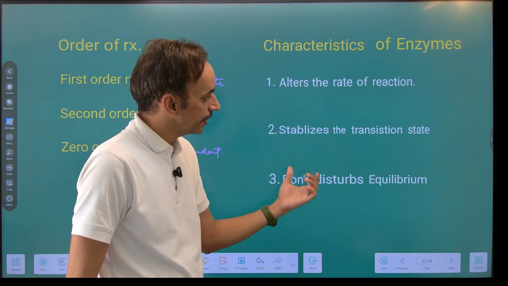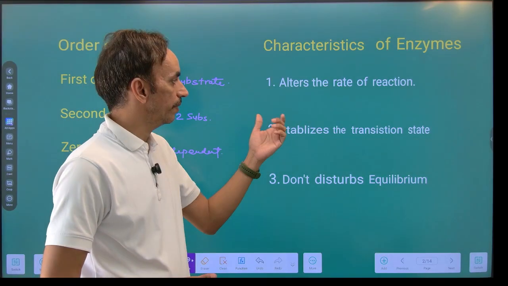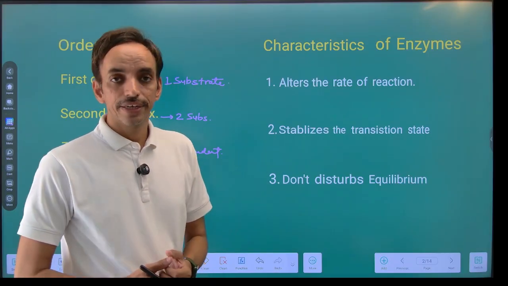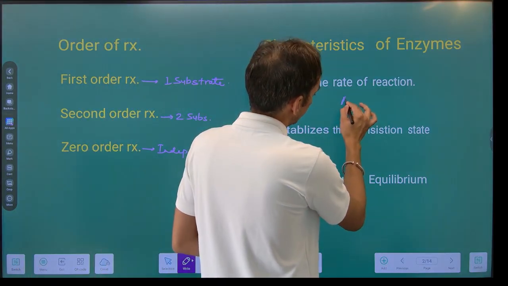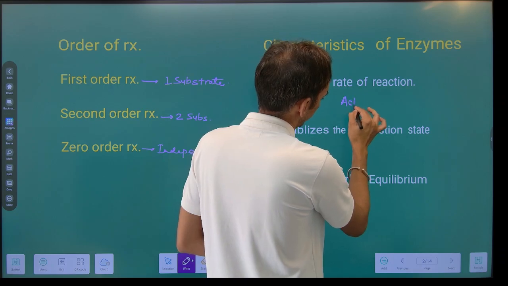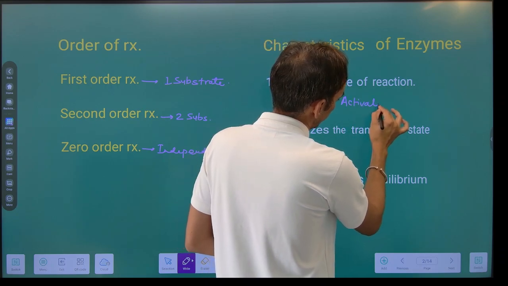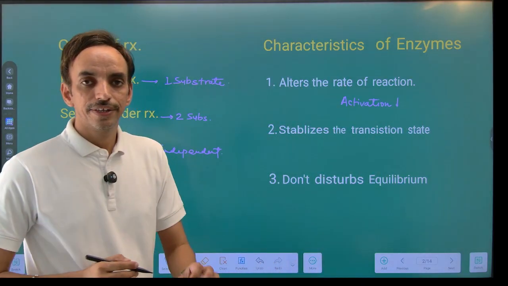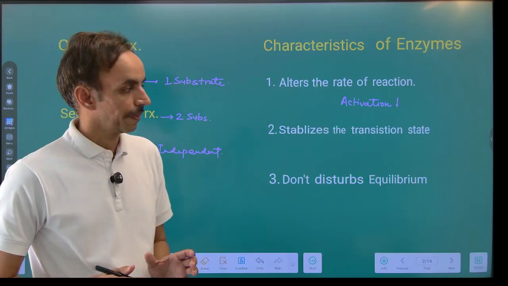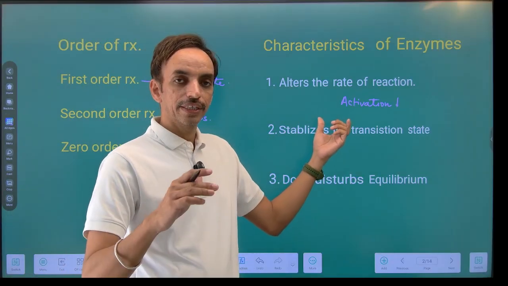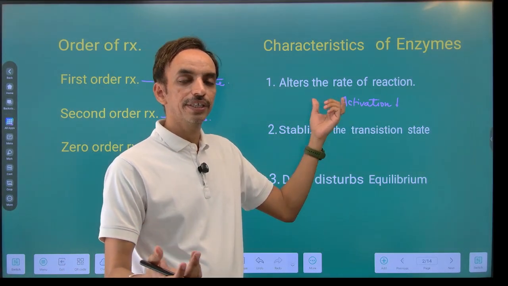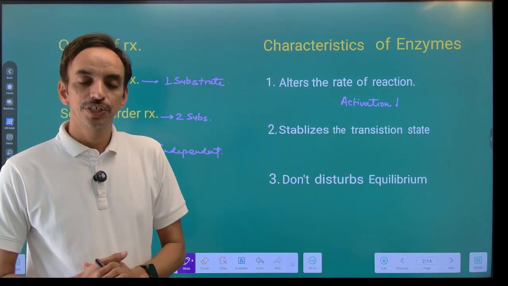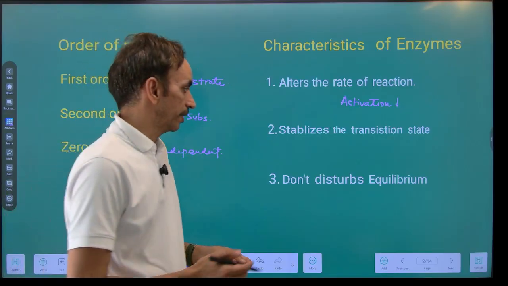Now, there are some characteristics of enzymes. Number one, they alter the rate of reaction. As we already studied, enzymes decrease the activation energy and thus they alter the rate of reaction. So we can say that enzymes, by decreasing the activation energy, alter the rate of reaction. Number two, they stabilize the transition state of the substrate.